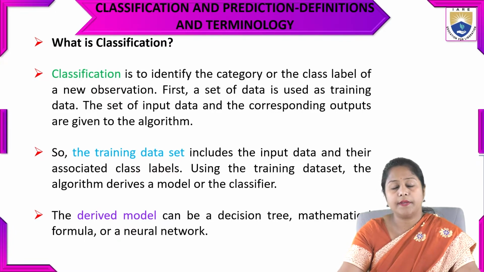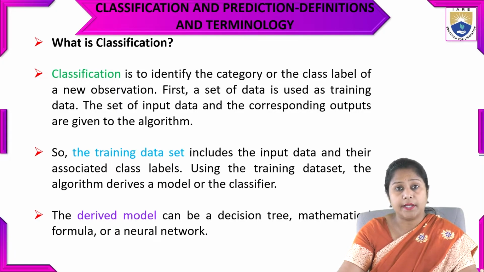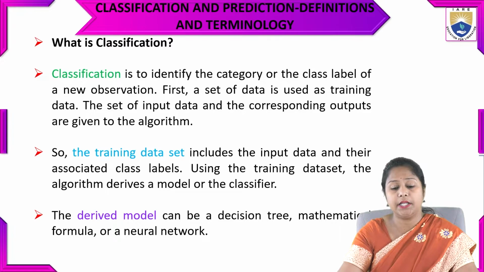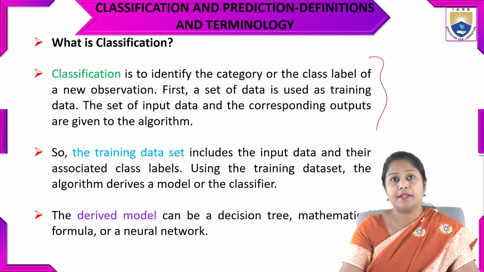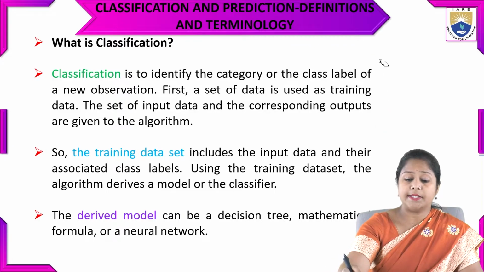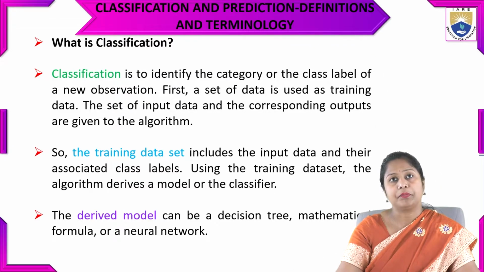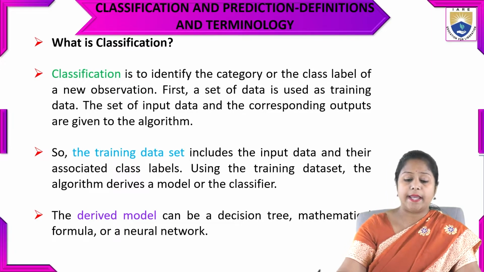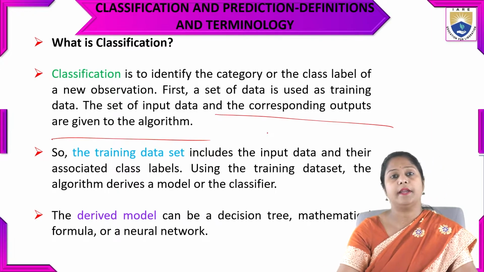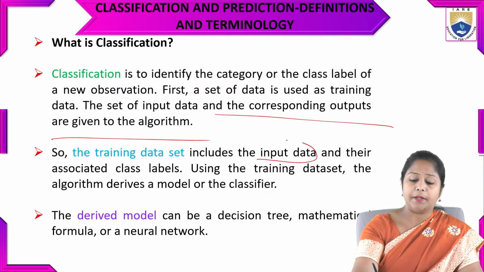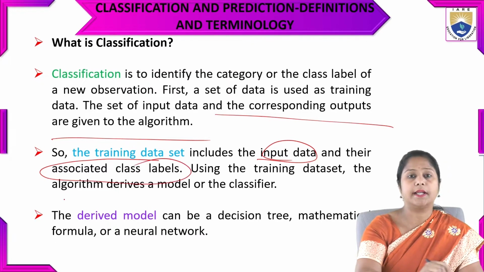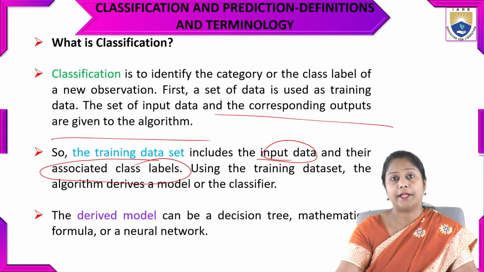Now, what is classification actually? In definition form, classification is to identify the category, we can say the class label, of a new observation. This is the definition of classification. In that, first a set of data is used as training data. Next, the set of input data and the corresponding outputs are given to the algorithm, as we have seen in the earlier figure. The training data set includes the input data as well as the associated class label, so these two will be associated automatically.